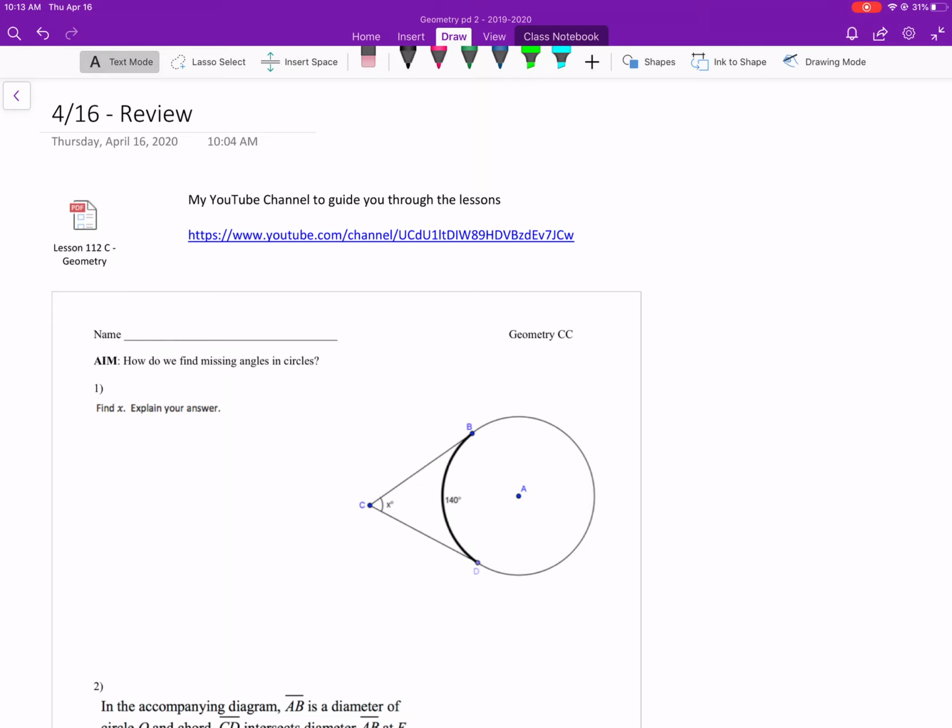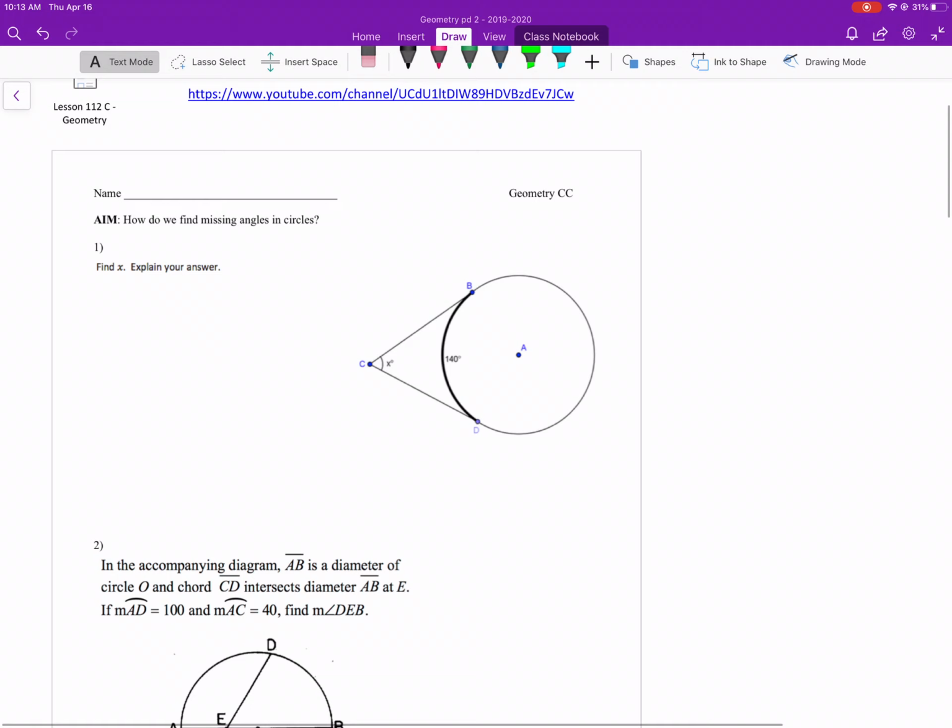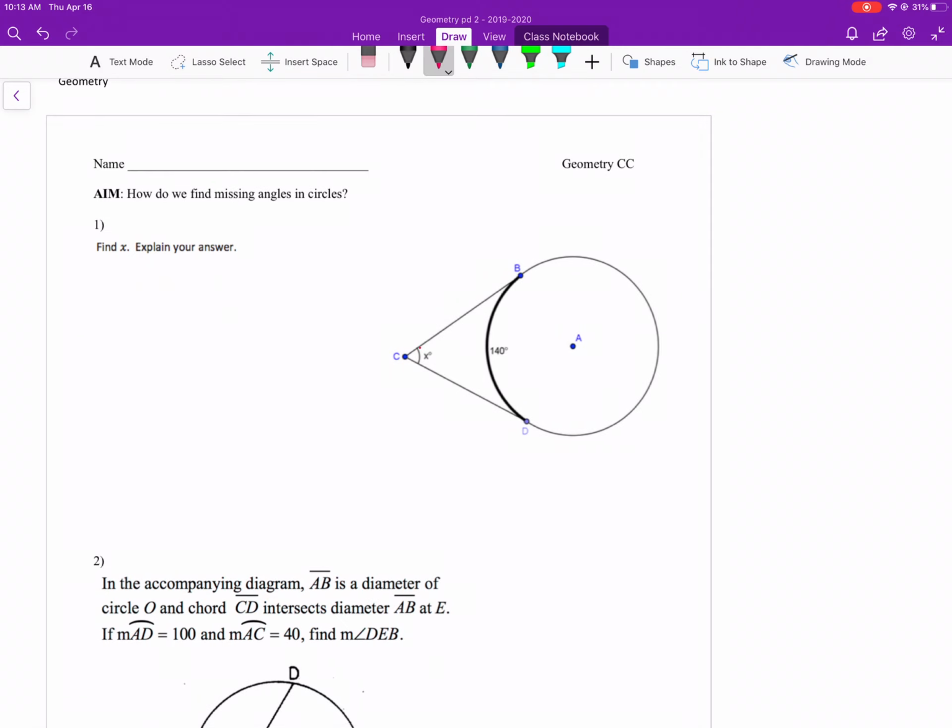All right, number 1 says find x and explain your answer, but for right now we're just going to find x, which you can see is an exterior angle. Now that exterior angle is made from 2 tangents, so really the minor arc here is 140, and the major arc is the rest of the entire circle here. As you follow it around, that's the rest of the circle. So remember, we have 360 degrees in total for a circle, so what's left there for that major arc? It would be 220 degrees, right? 220 and 140 makes 360.